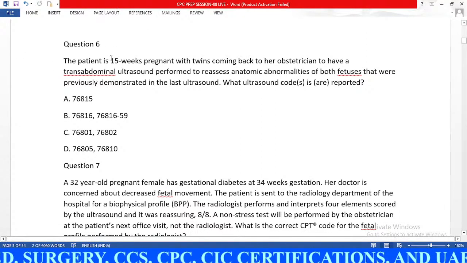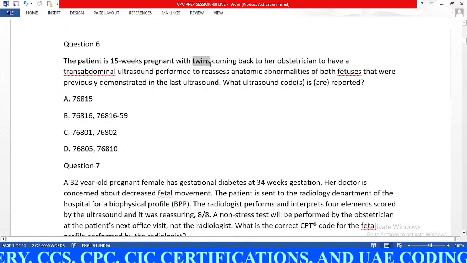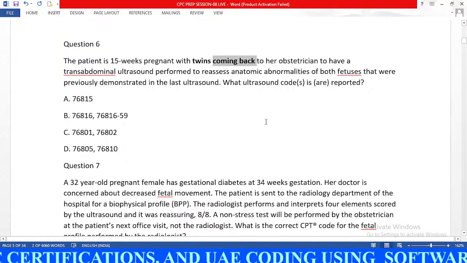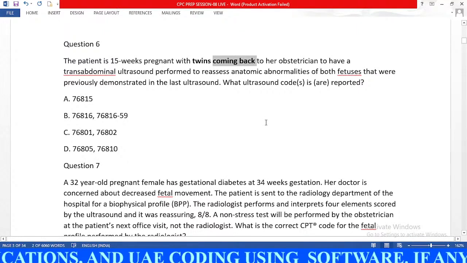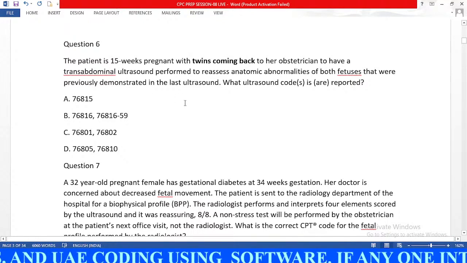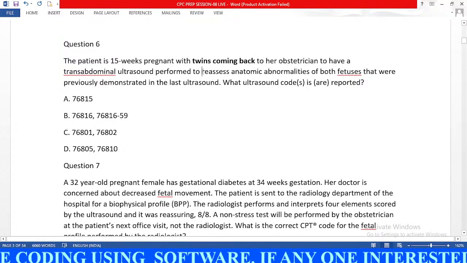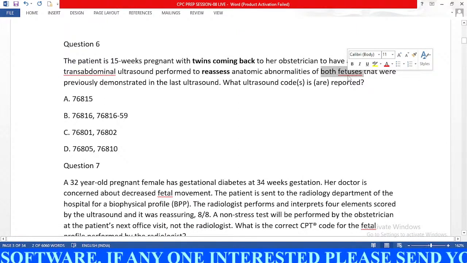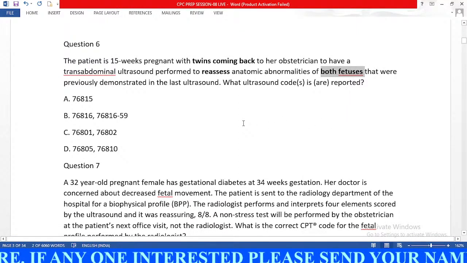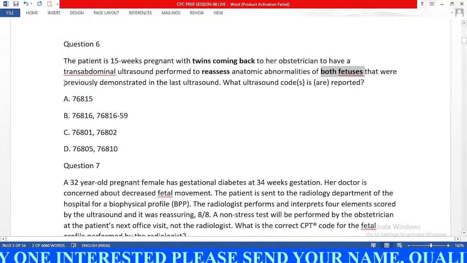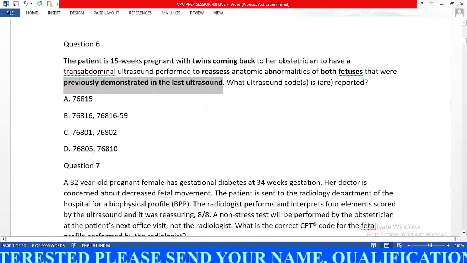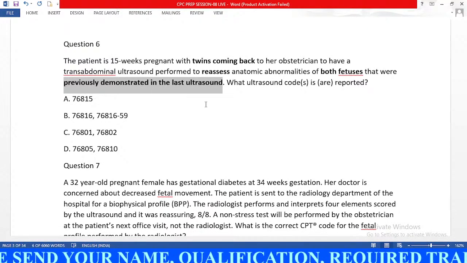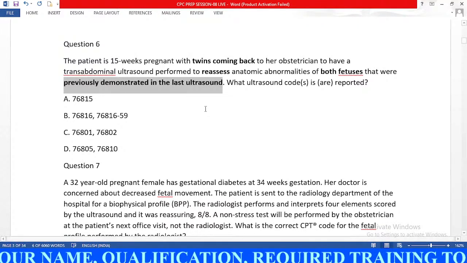So the patient is 15 weeks pregnant with twins. Twins is one keyword. And coming back. Coming back means already she has visited the physician. She is coming one more time. So coming back to her obstetrician to have a transabdominal ultrasound performed to reassess. So second time they are performing the ultrasound. Anatomic abnormalities of both fetuses, this is also one keyword, that were previously demonstrated in the last ultrasound. Demonstrated previously is also a keyword. We need to identify all these keywords so that we can write easily. Why? While writing the CPC exam, these are most likely confusing. If you identify proper keywords, you can write it easily.